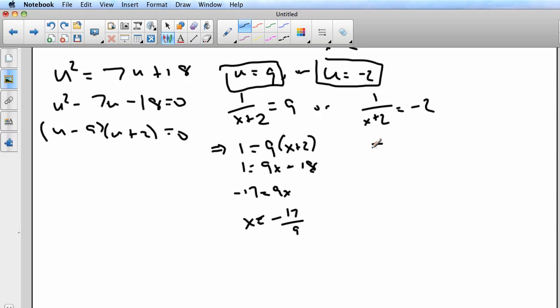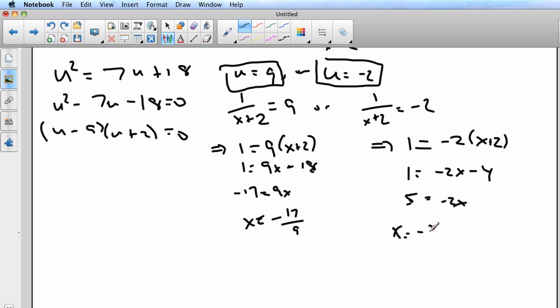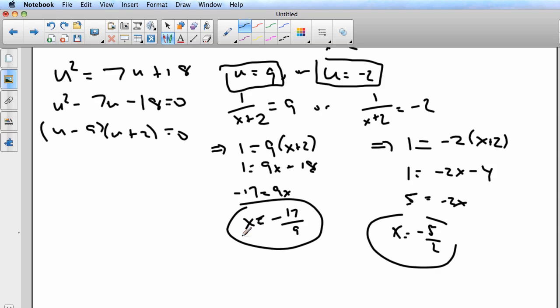Over on this side, I do the same steps, but I'll have a different equation to start with. 1 will be equal to -2 times x plus 2. Again, multiplying both sides by x plus 2. Distributing that multiplication on the right, so I'll have -2x minus 4. Add 4 to both sides. And divide both sides by 2. I'll have x is -5 halves. So my two solutions are x equals -17/9 and x equals -5 halves.